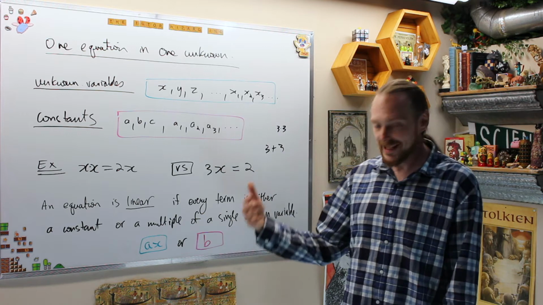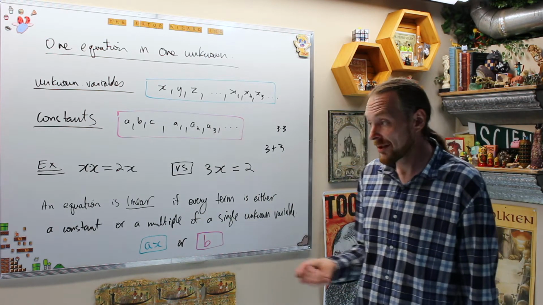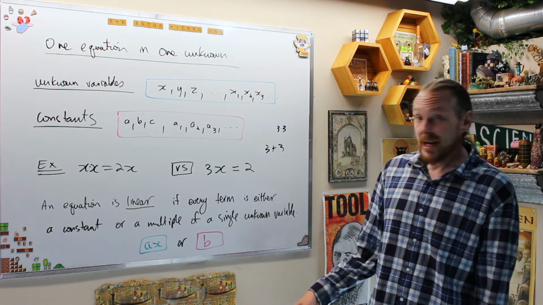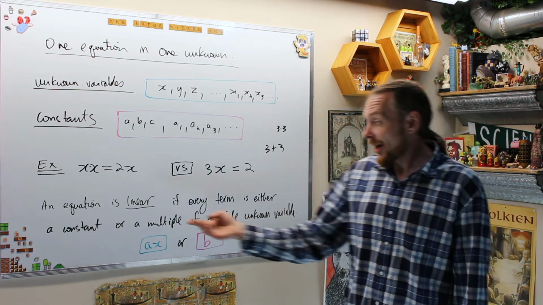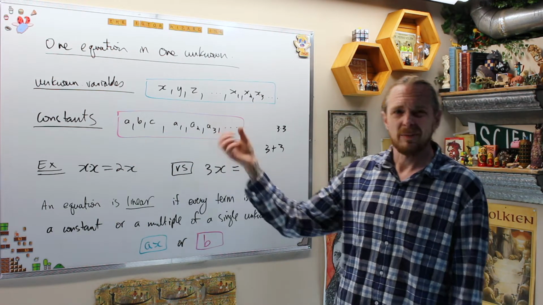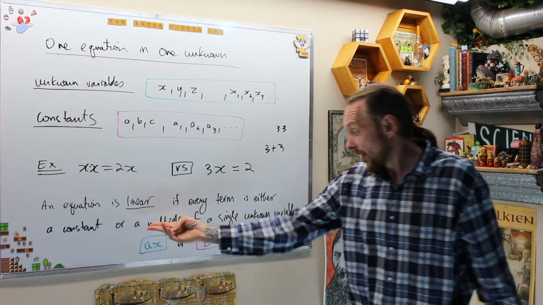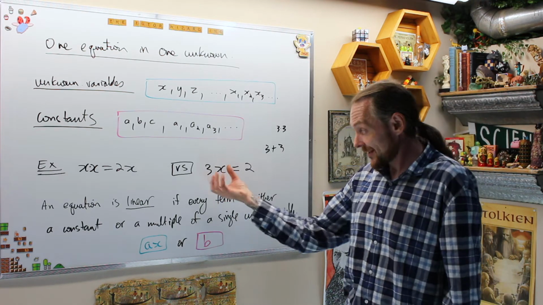I'll give a more generalized definition of a general equation in any unknowns and what it means to be linear, but it's still essentially the same. An equation is linear if every term, something separated by plus, minus, or equals, is either a constant term, so one of these, the number 2, there he is, a constant term, or a multiple of a single unknown. This guy, 3 times x, that's a single term.